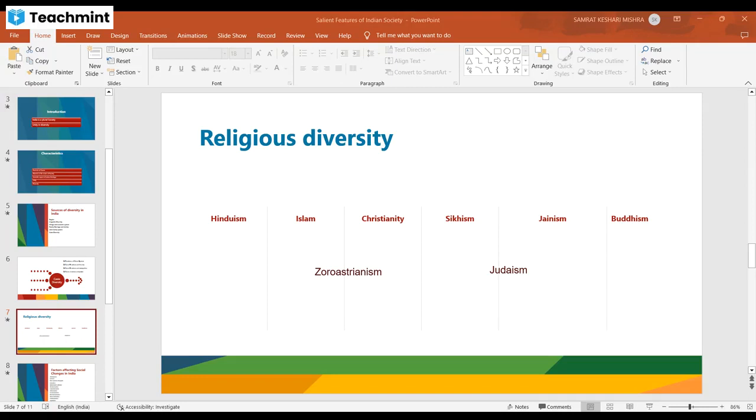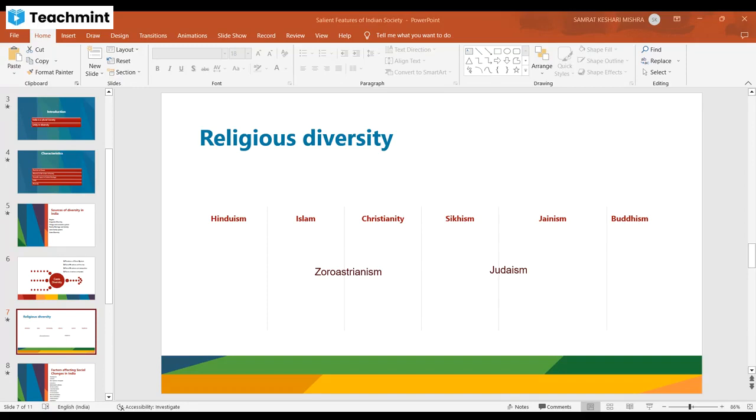Judaism is the smallest religious group in India. They are the Jews. Judaism is believed to be based on the revelation of Moses. The sacred text is called Torah. There are three communities in India. They are the Bene Israel, Kerala Jews, and the Baghdadi Jews.